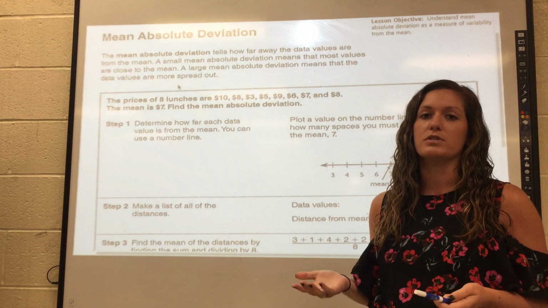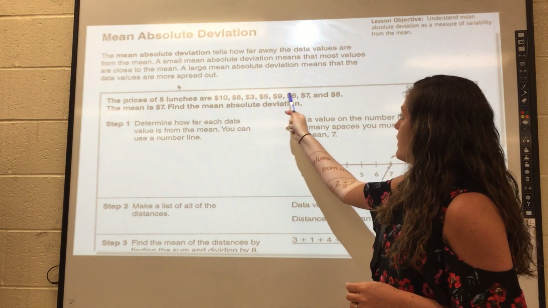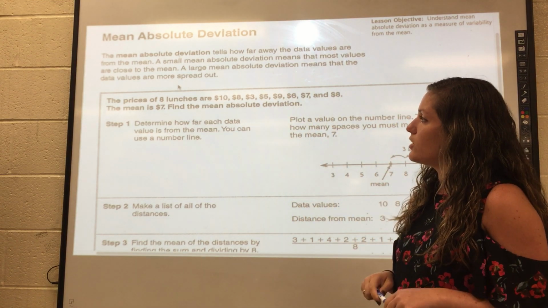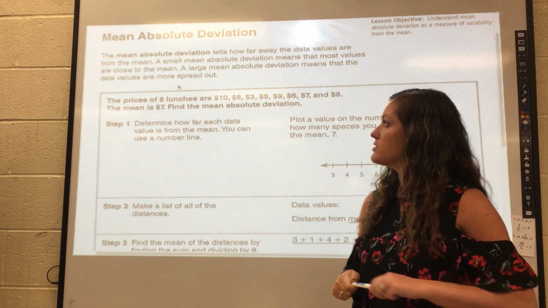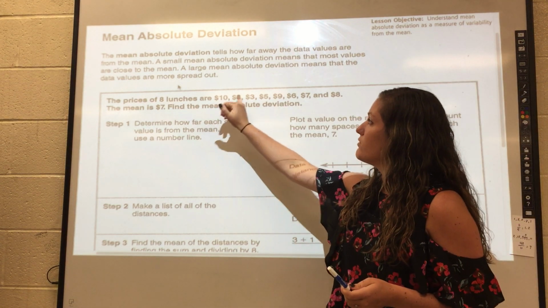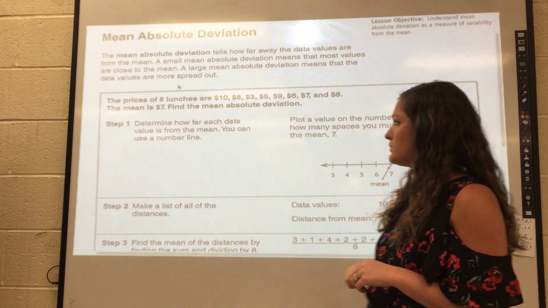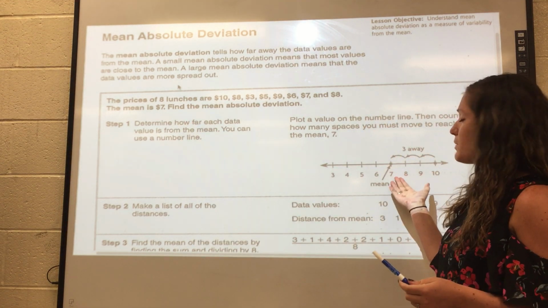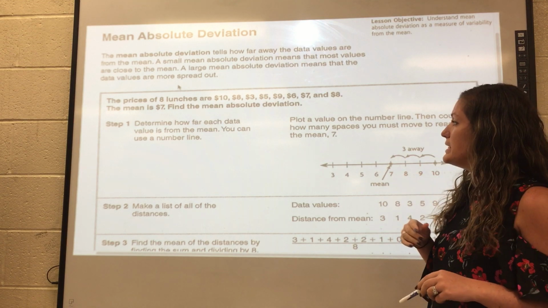If you add up all of those numbers and divide by 8, there are 1, 2, 3, 4, 5, 6, 7, 8, we find that our average, or our mean, is $7. So then to find the absolute deviation, we're finding out how far away all of these other data points are from that mean of 7. In order to do that, we can use a number line to help us visualize how far away we're moving or deviating from that mean.